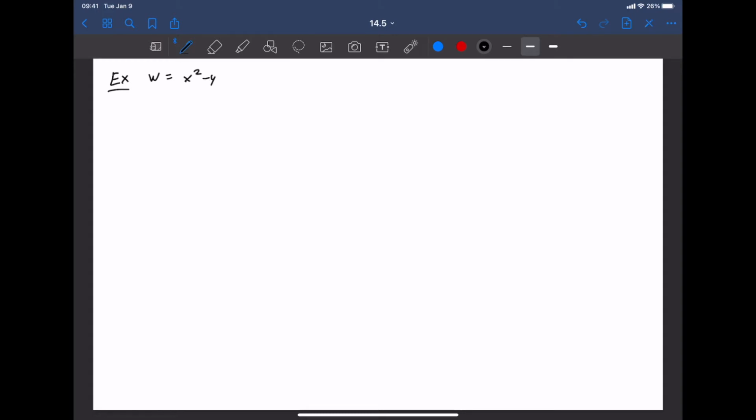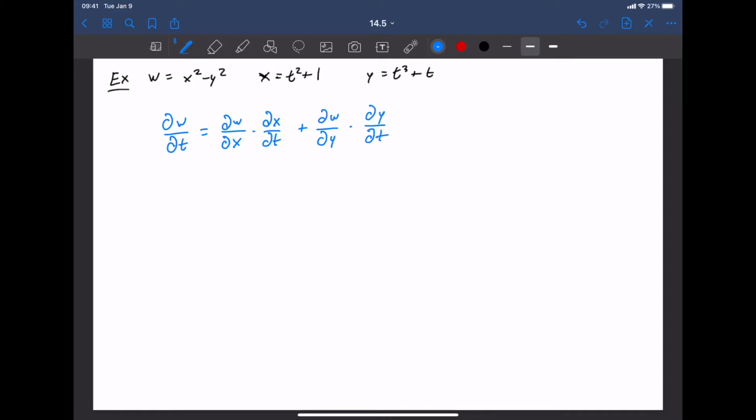I'm just going to take a second to rewrite this. x equals t squared plus 1. y equals t cubed plus t. The chain rule from here on out is going to be that the partial derivative of w with respect to time is the partial derivative of w with respect to x times the partial derivative of x with respect to t plus the partial derivative of w with respect to y times partial y partial t.